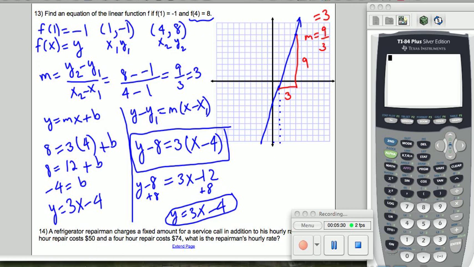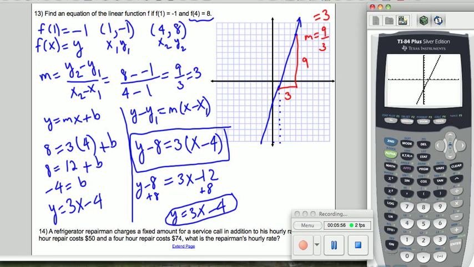I'm going to show you just really quick how to verify this with the calculator. If we press y equals, and we put 3x minus 4 in the y equals, the x button is right next to the alpha, the green alpha key. And then press graph. We see our line.